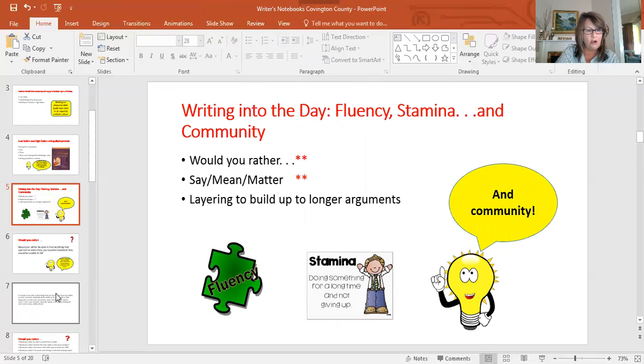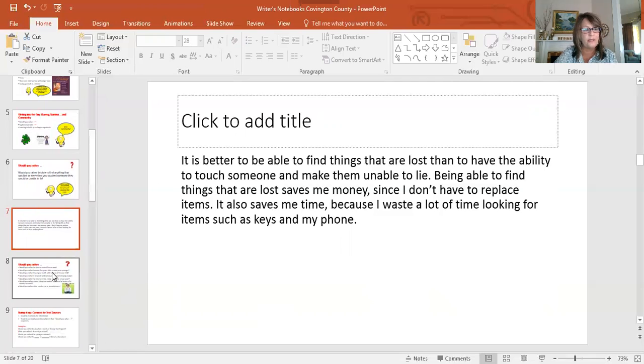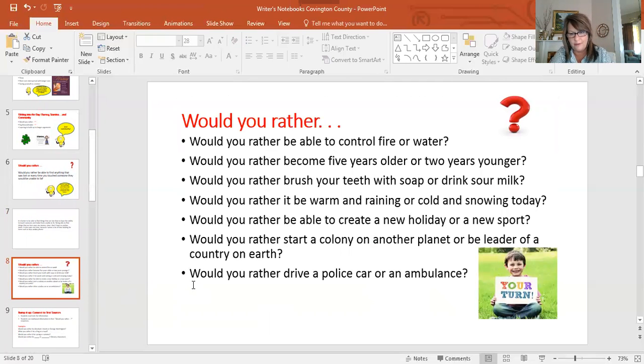If I then turned and talked, let's say I wrote this and I turned and talked to a partner, or we had a quick table chat, about which one I chose, then I'm learning things about you and you're learning things about me. And it just builds that culture of community in the classroom, as well as a culture of writing and making arguments. So once kids get really good at this, and here's several, I just Googled for these and I just found them on the internet. Would you rather be able to control fire or water? Would you rather become 5 years older or 2 years younger?